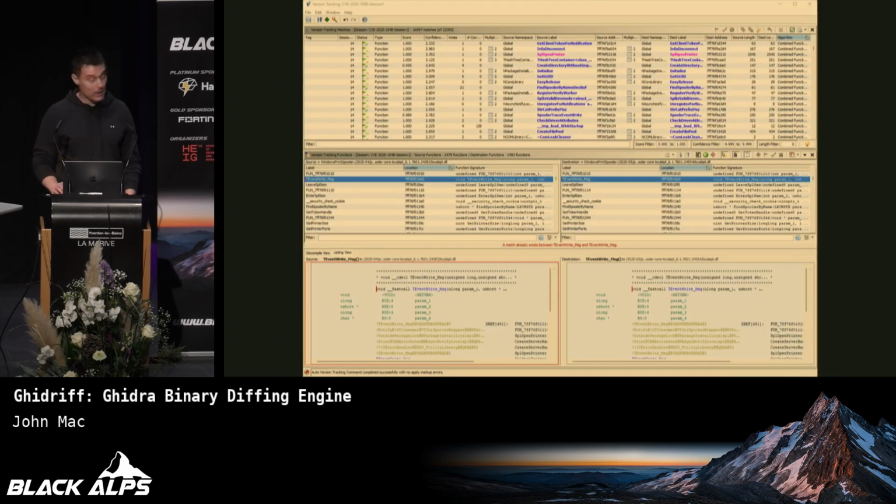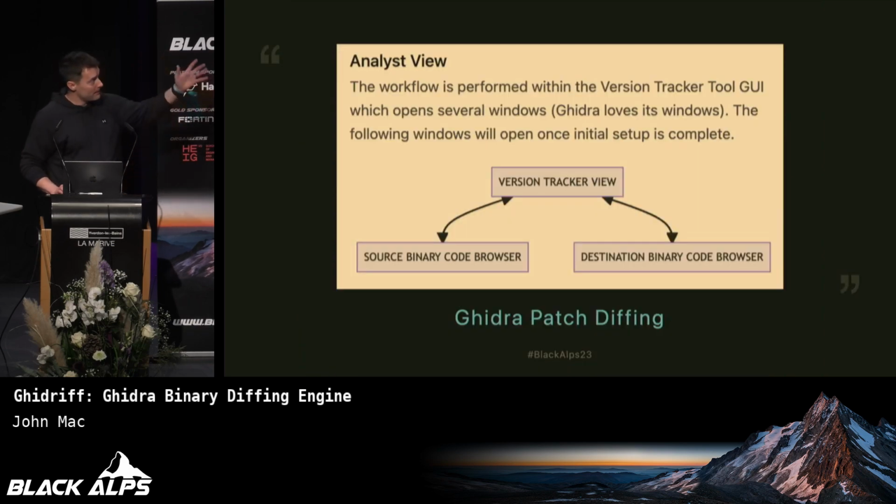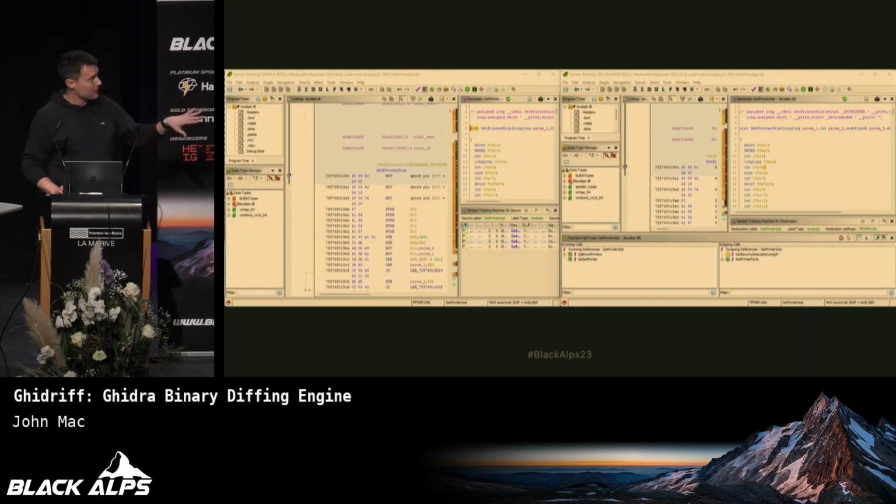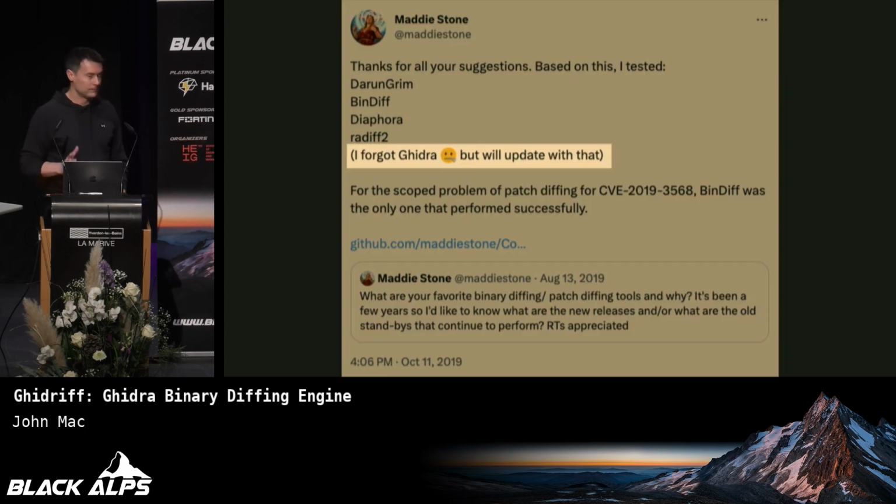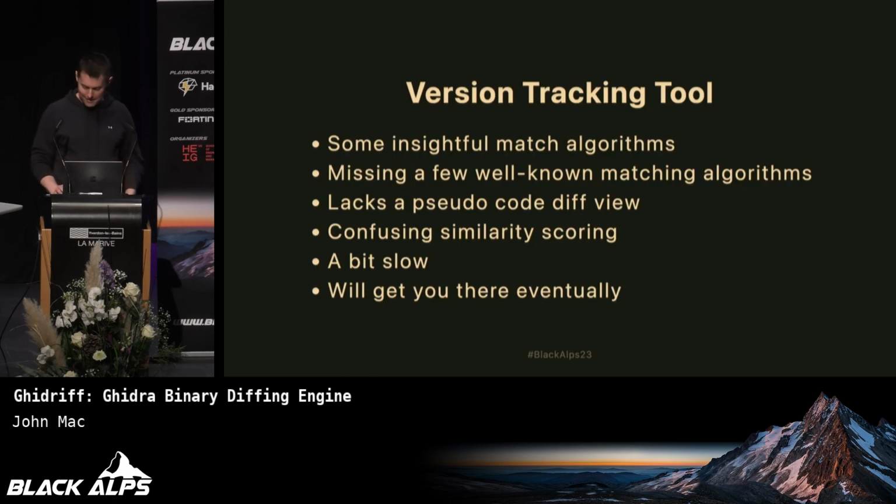And so this is what it looks like. Can be hard to see from there. The slides are better on PDF, but the top is a function listing again. You can sort by how similar things are. When you open up this view here, it pops open two code browsers, both for the source binary and the destination binary. And basically those browsers would come up like this. And when Maddie Stone did the review back in 2019, she forgot Ghidra. But I'm here today to fill in that gap. And here's my review of Ghidra's built-in version tracking tool.